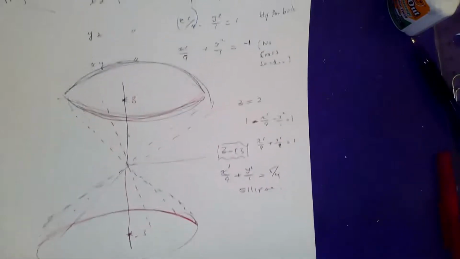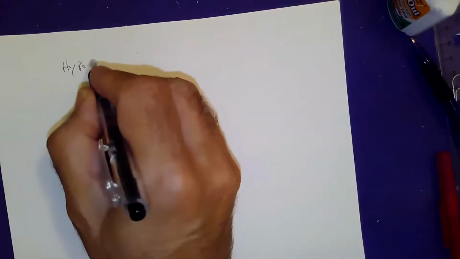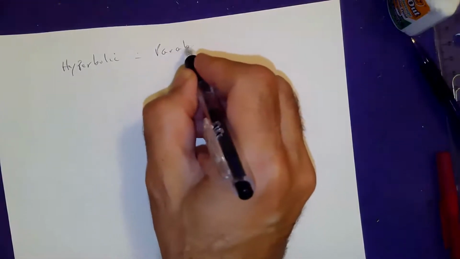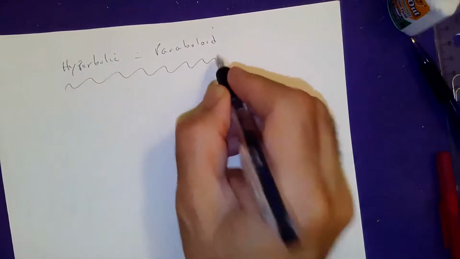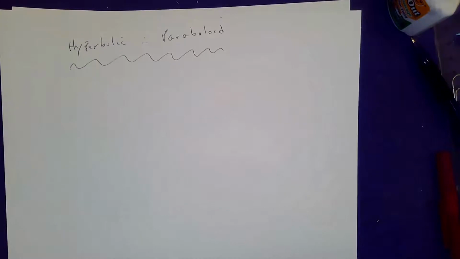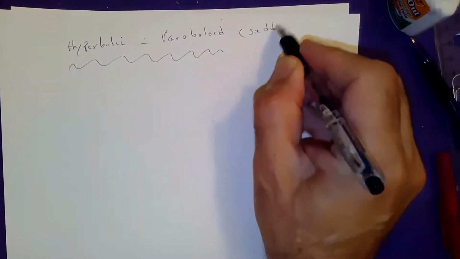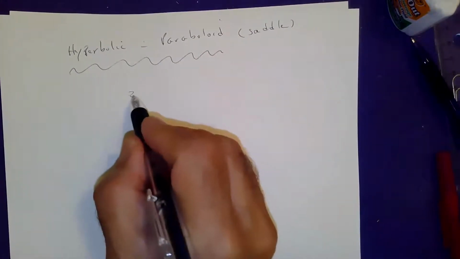So what is the last one? Are we done yet? Almost. The last one is called hyperbolic paraboloid. Wow, these are like outer space kind of names, huh? How did they come up with these names? Hyperbolic paraboloid, commonly known as saddle. This is the most difficult graph you can get your hands on.